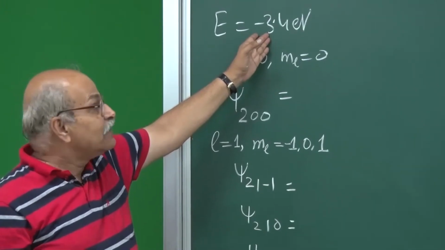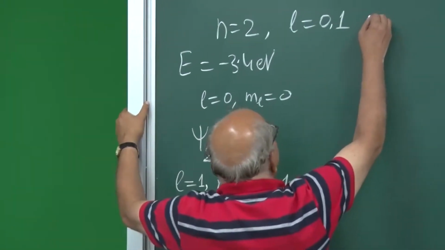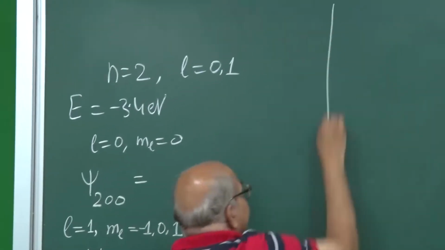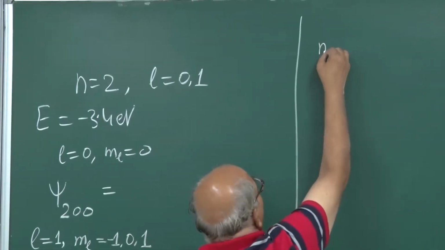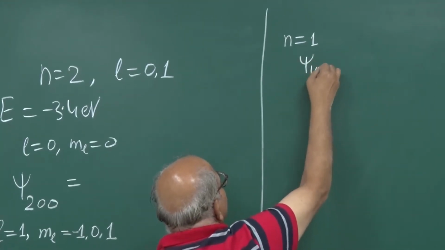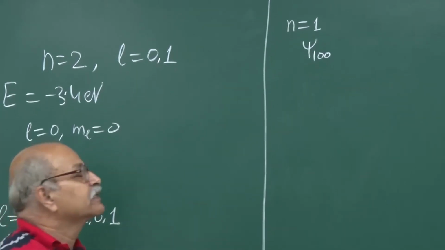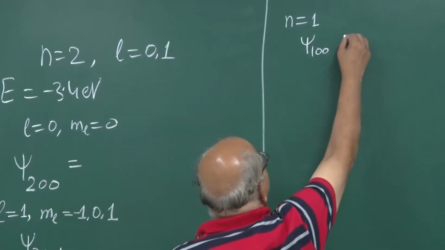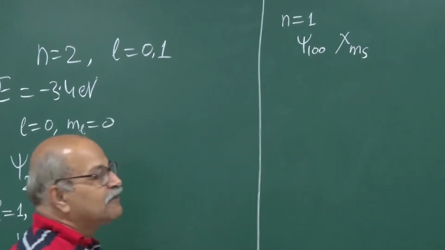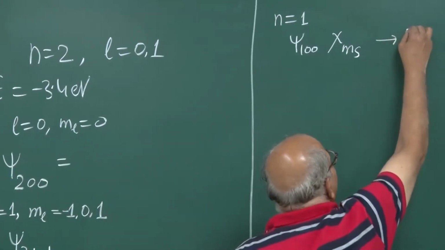So for n equal to 1, let me write it here, we had only one wave function, psi 100, with that energy, minus 13.6 eV, and on top of that I had this spin function chi ms. Ms can be plus half and minus half. So I had 2 different quantum states.